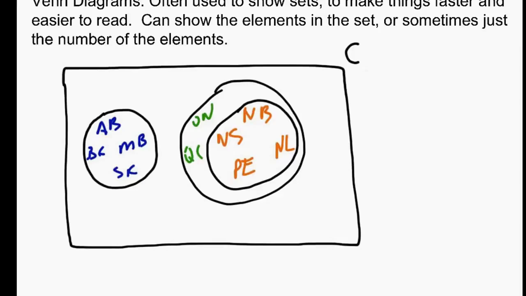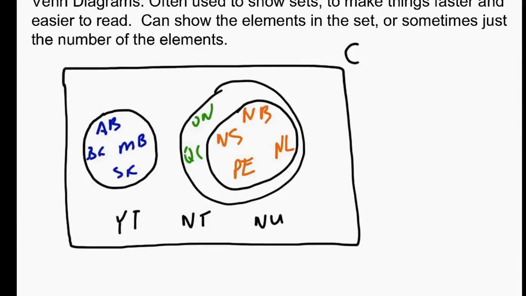So what we do with the territories is we just show them on the outside of the circle. So Yukon, Northwest Territories, and Nunavut. So that would be a good way to show all of the data that we did with all the curly brackets, put inside a Venn diagram.